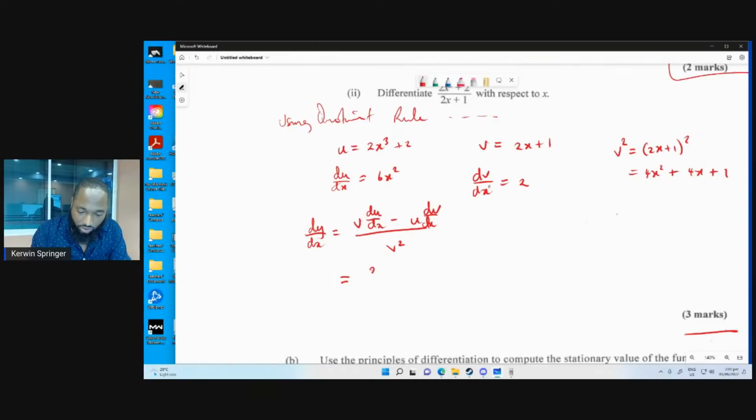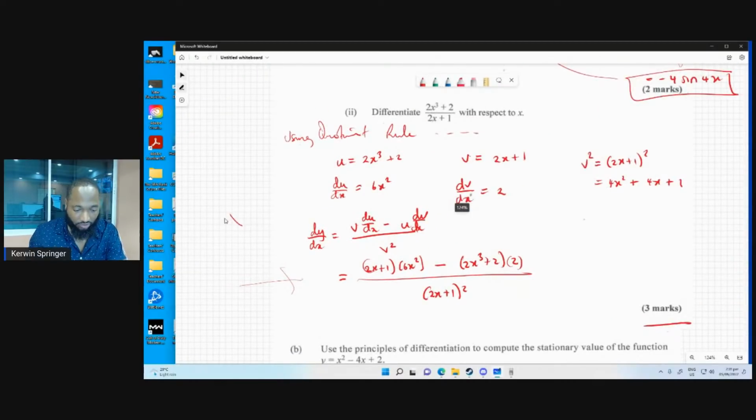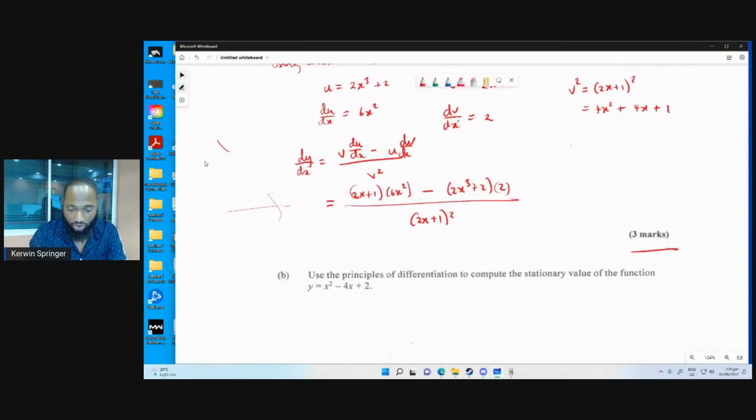So this is 2x plus 1 by 6x squared, minus 2x cubed plus 2 by 2, all over v squared, which is 2x plus 1 squared. Now, they never really say simplify. They say differentiate, and technically this is the answer, right there. But you could do some little simplification of the numerator. I will leave that as an experiment up to you all.